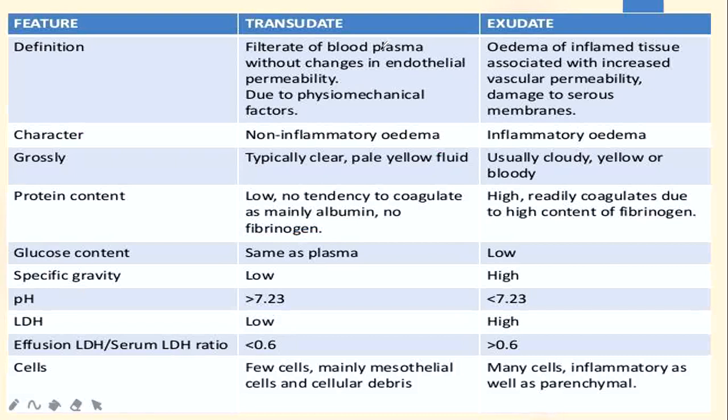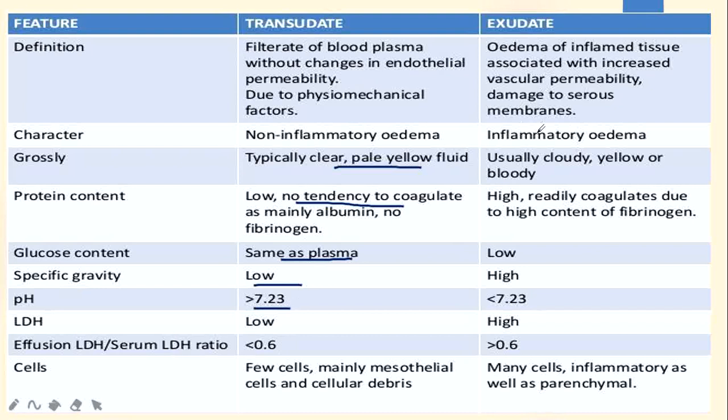This table shows you the difference between transudate and exudate. You can get a short essay question on this. Transudate is non-inflammatory edema. It is clear to pale yellow fluid. It has no tendency to coagulate, and its glucose content is the same as the plasma. Its specific gravity is low and its pH is more than 7.23.